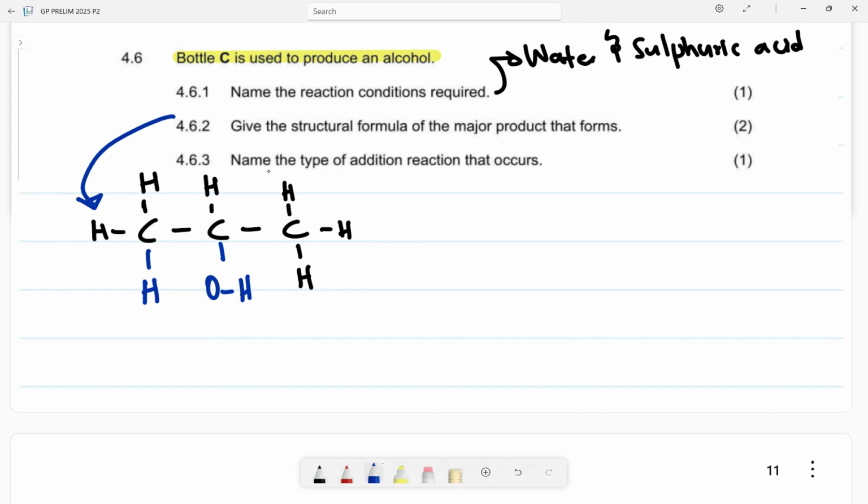4.6.3, name the type of addition reaction that occurs. The type of addition reaction. So they are telling you it is an addition reaction, but what kind? Remember, I told you it is just hydration.